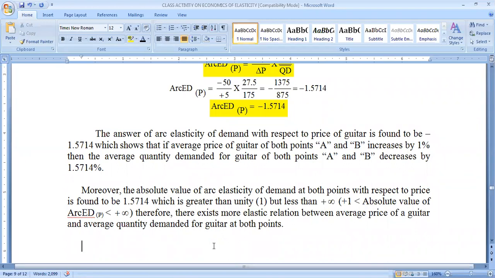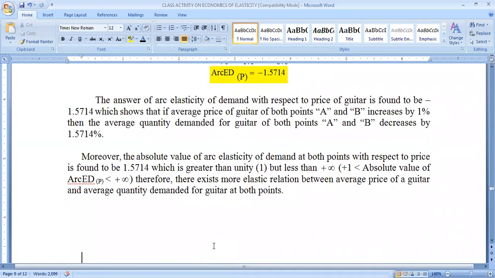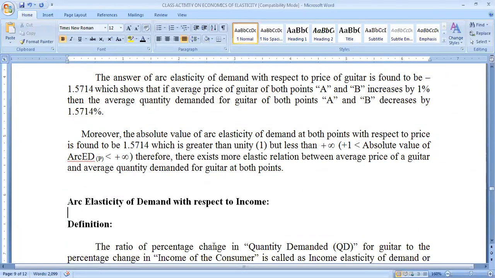Now let's move towards question number 7, which is to find out the arc elasticity of demand with respect to income. So let's move towards question number 7 to answer it. Firstly, we will write the definition of arc elasticity of demand with respect to income.